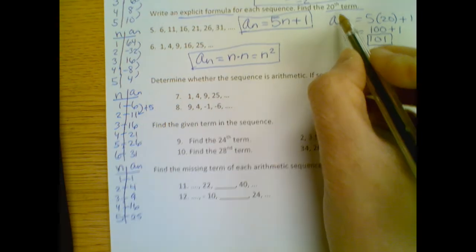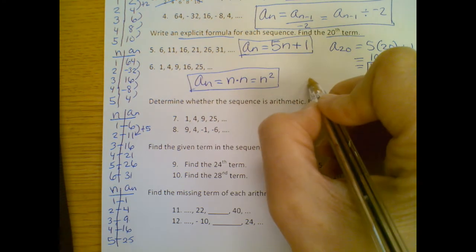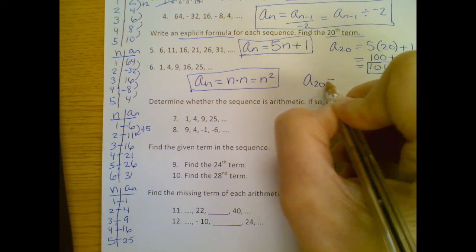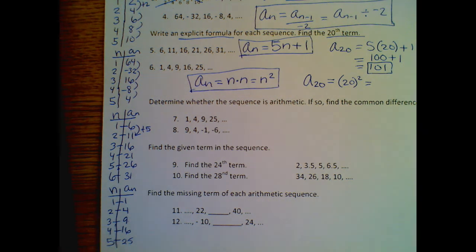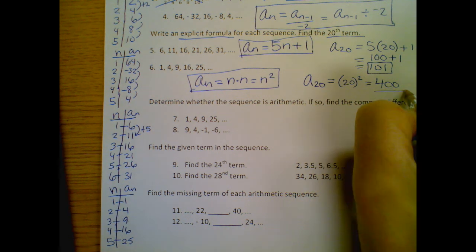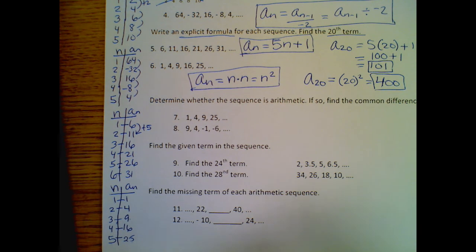And then again, I want to find the 20th term for the second part. So I am going to plug in 20 in for my n's. So I'll have 20 squared. And 20 squared, I end up getting a total of 400. So my 20th term is going to be 400.